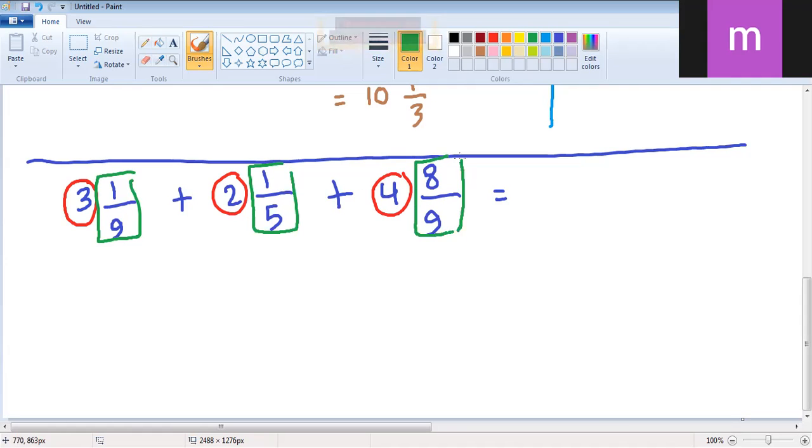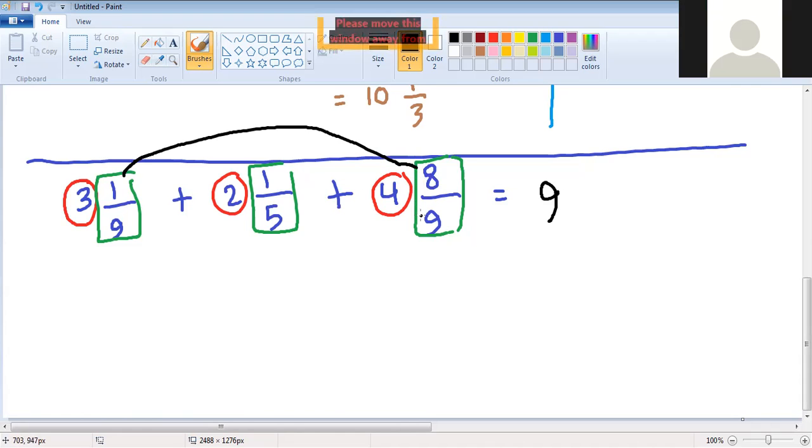First of all, we need to add the whole numbers. 3 plus 2 equals 5, plus 4 is 9. Just write 9. Then the fractions, we have 1 over 9, 1 over 5, 8 over 9. In your opinion, Yusuf, what are the best two fractions to start with? 1 over 5 and 1 over 9. Are they of the same denominator? No. So don't choose them. Look here, 1 over 9 and 8 over 9 have the same denominator. So can you add them together?